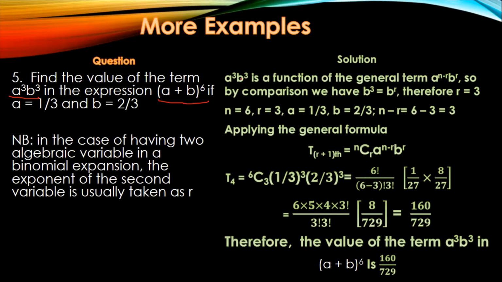This is the reason. a raised to the power of 3, b raised to the power of 3 is a function of the general term a raised to the power of n minus r, b raised to the power of r. You know our formula. In our formula we have a raised to the power of n minus r, b raised to the power of r.